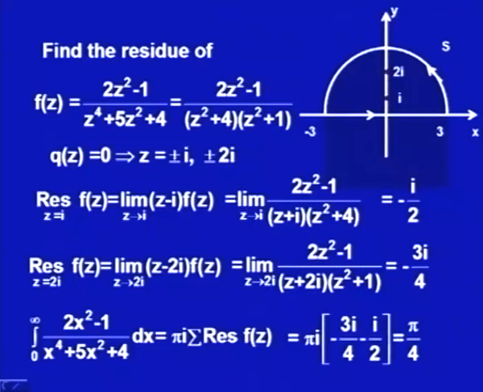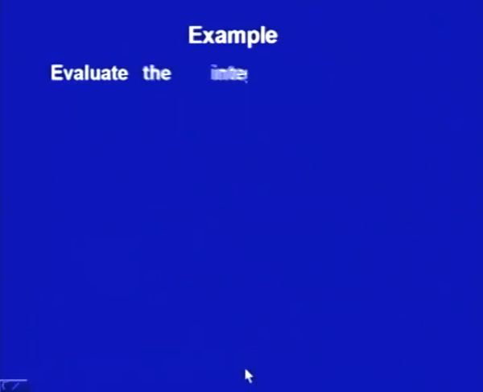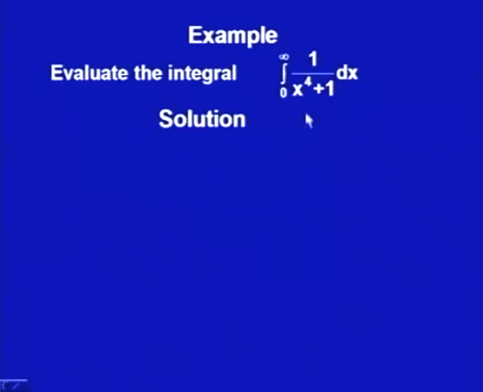Let us do one more example. Evaluate the integral 0 to infinity 1 upon x⁴ + 1. Again we are going to use the same method. Why? You see the function 1 upon x⁴ + 1, we could write it again as p(x) upon q(x), where this numerator is constant. Constant can also be treated as polynomial of degree 0, and denominator is certainly a polynomial x⁴ + 1. Its numerator degree is 0, its denominator degree is 4.